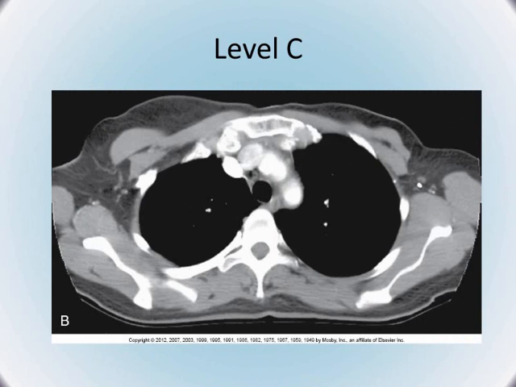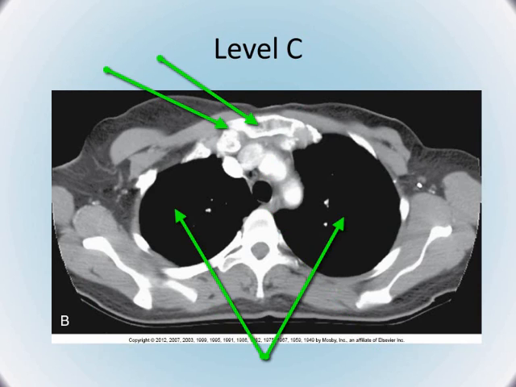At level C, we have the pectoralis muscles, the rib, subscapularis muscles, the scapula, trapezius muscle, the trachea, the esophagus, manubrium, sternoclavicular joint, the lung, and we're at the level of T3.